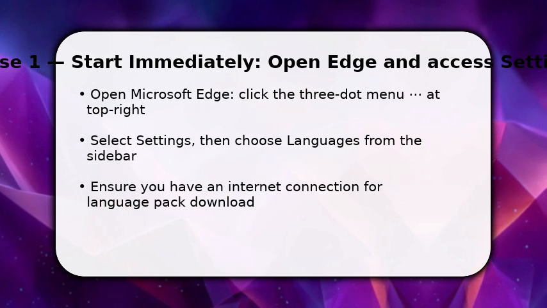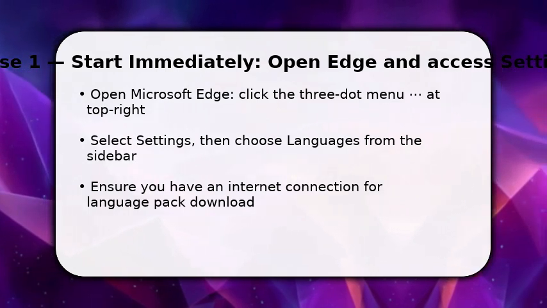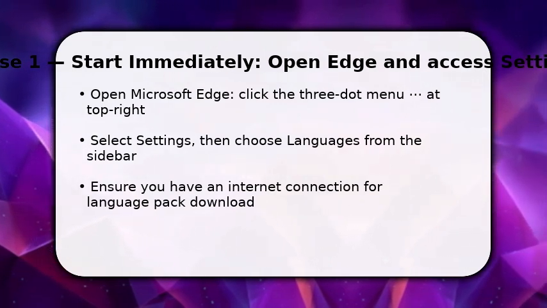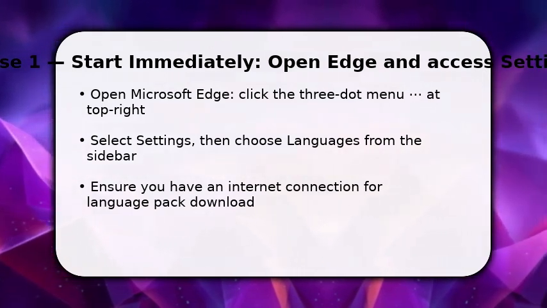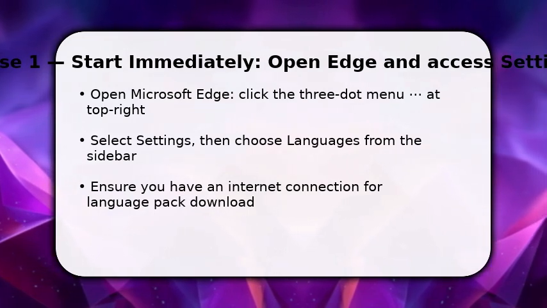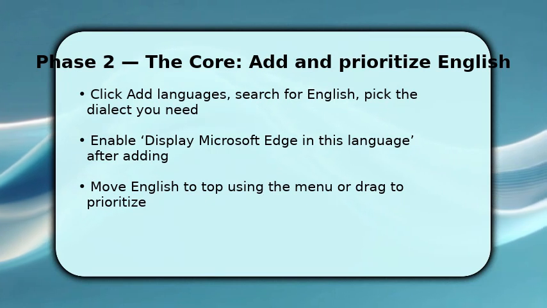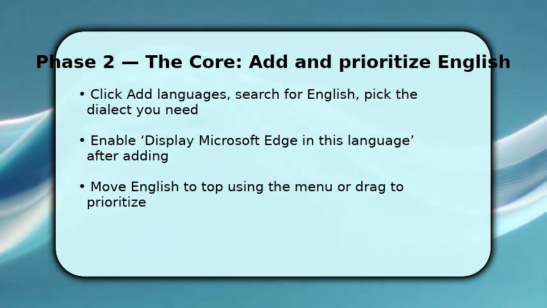Once in Languages, you'll add English as a new language. This prepares the browser to switch display text and menus. Proceed immediately to add the language so the core change can complete without interruption. Now you add English. Click Add Languages, type English, and choose the dialect you want.